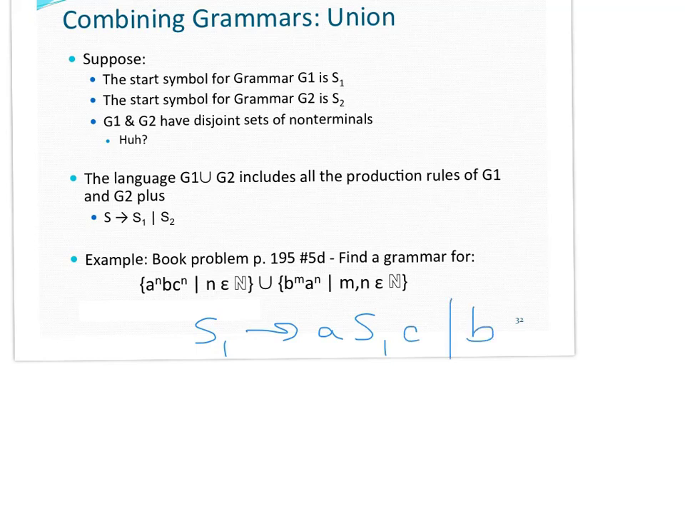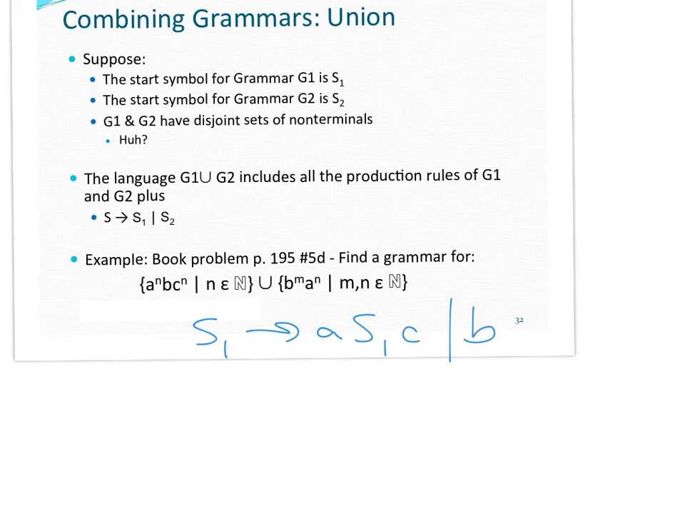And we need a grammar for the second one, which is b^m a^n, where m and n are natural numbers. So this is just actually the language b star a star, right? This first language here is not regular, but the second one is. So just a bunch of b's followed by a bunch of a's.